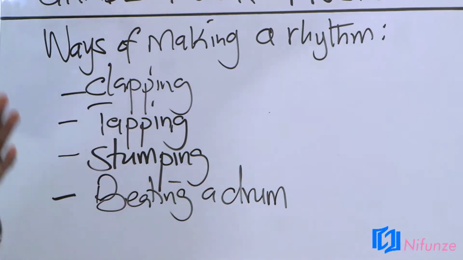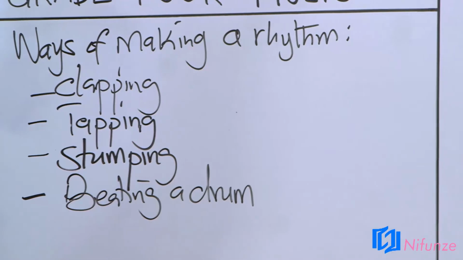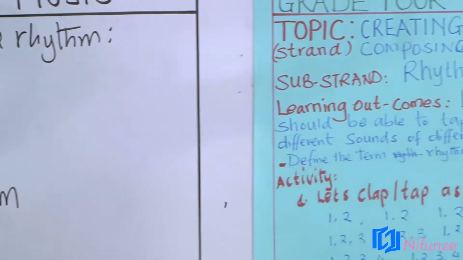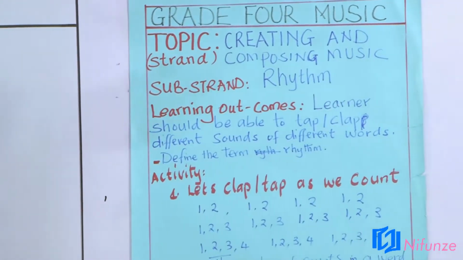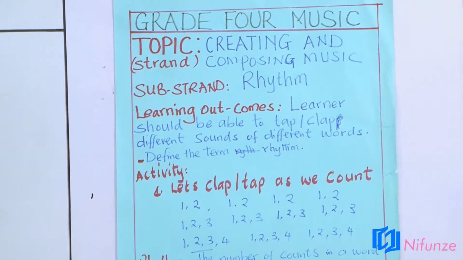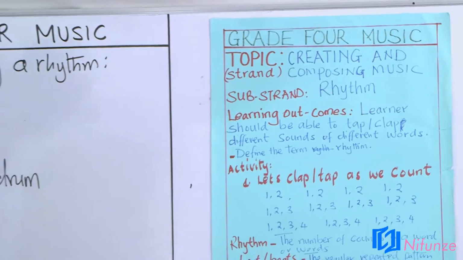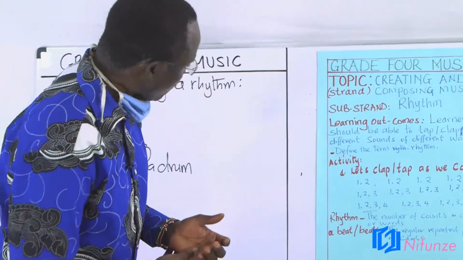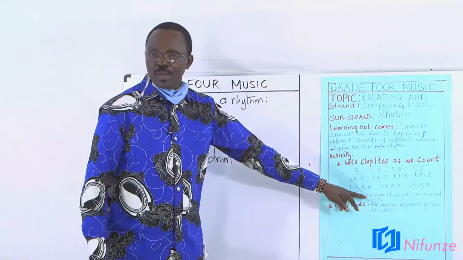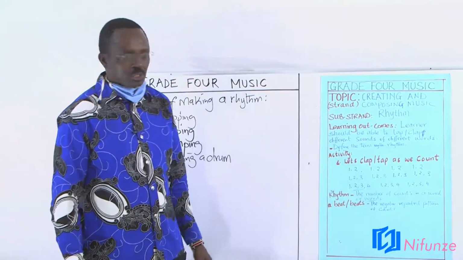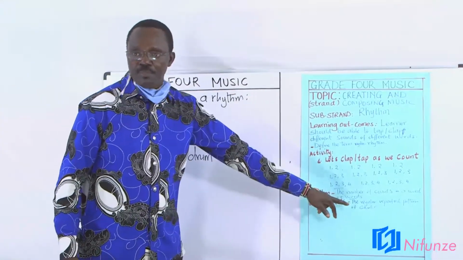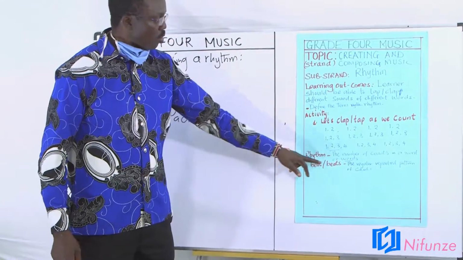Even clapping is accompanying some words you're going to speak. So when we are speaking words and we accompany it by clapping, by tapping, by stamping or beating a drum, we are creating a rhythm. And I've said, when we talk about a rhythm, we bring in another term very quickly, which is called a beat or beats. A beat or beats.